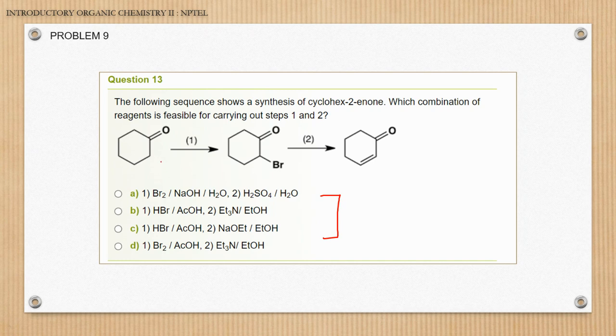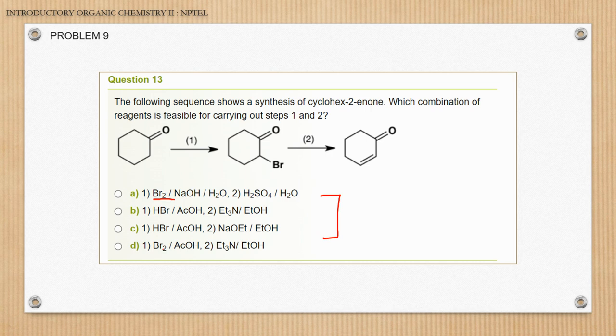So in the first case, there is an alpha bromination which is happening here. So can anyone tell me which is the correct, suitable reagent for the first step? As it is an alpha bromination, which condition will give you this alpha bromoketone? What do you think? Okay, so option A.